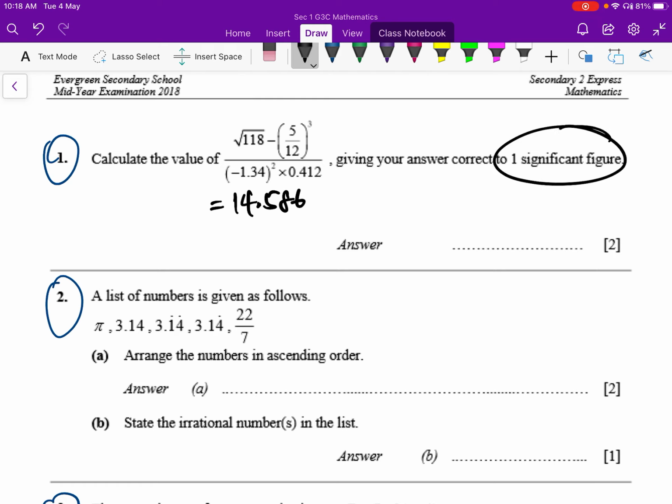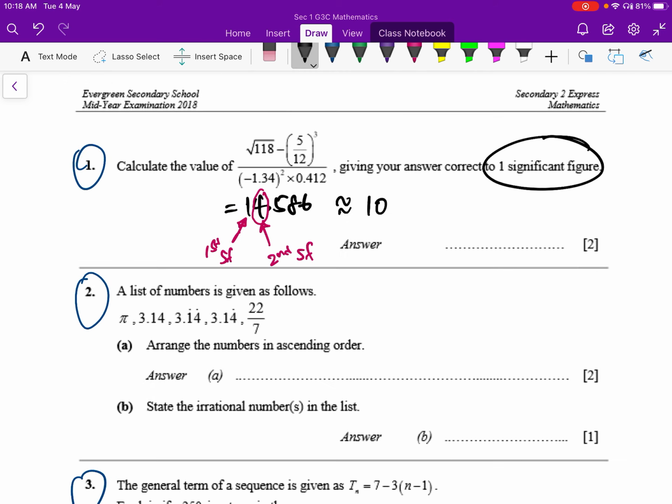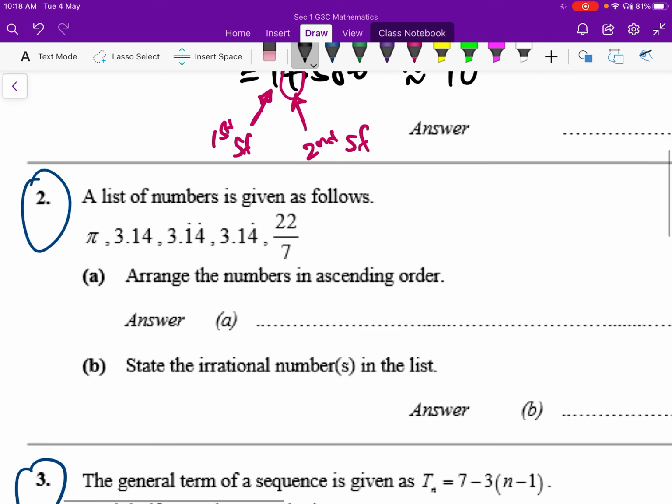So for one SF, you identify the first SF, then this is the second SF. You circle the second SF, you decide whether you need to change the first SF or not. Since you are circling a 4, you do not need to change the first SF. And now this is rounded off to give us 10. Alright? Now next, arrange the numbers in ascending order.